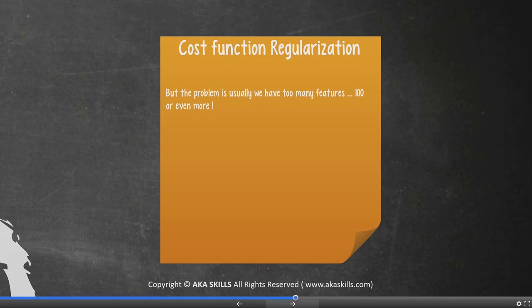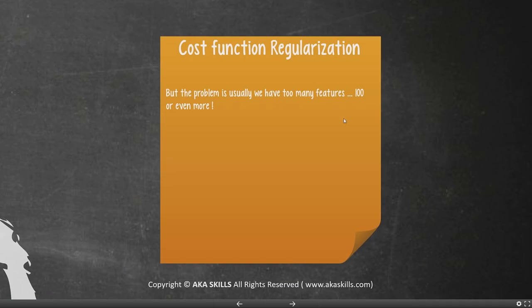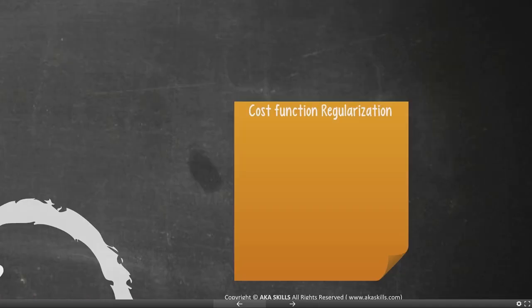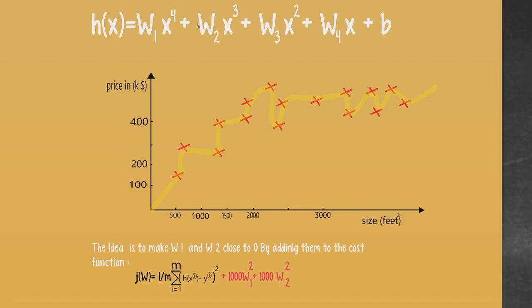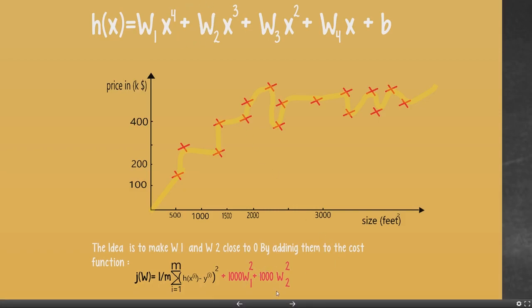But the problem is that usually we have too many features. Here, as I showed you in that example, it's just one feature, x, because we are talking about given the size, predicting the price of the house. So it's just one feature, no problem. And as we did here, we can say, oh, okay, W1 and W2 are the ones that are causing overfitting, so we can just add them to the cost function, and that's all.